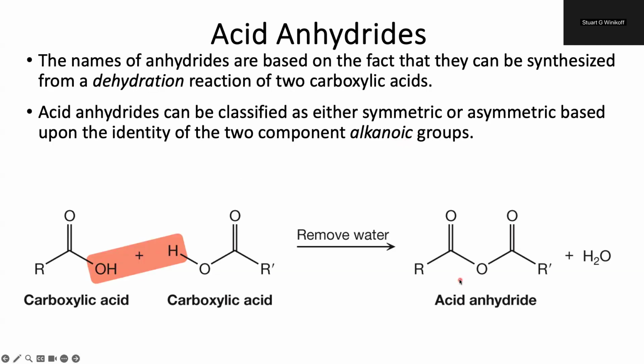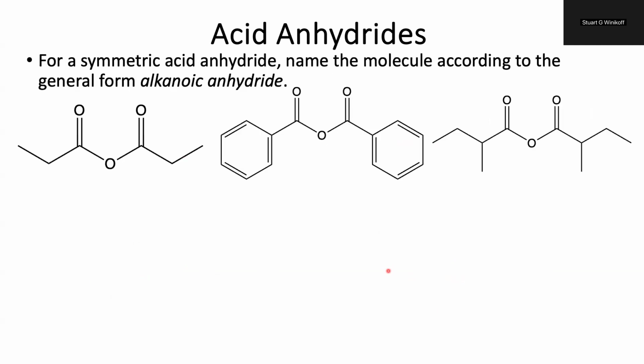So again, we can split these into 2 main classes. They can either be symmetric if these 2 R groups are identical, or asymmetric. And we name both of these slightly differently. So let's start with the simpler symmetric case. For a symmetric acid anhydride, we're going to name the molecule according to the format alkanoic anhydride.